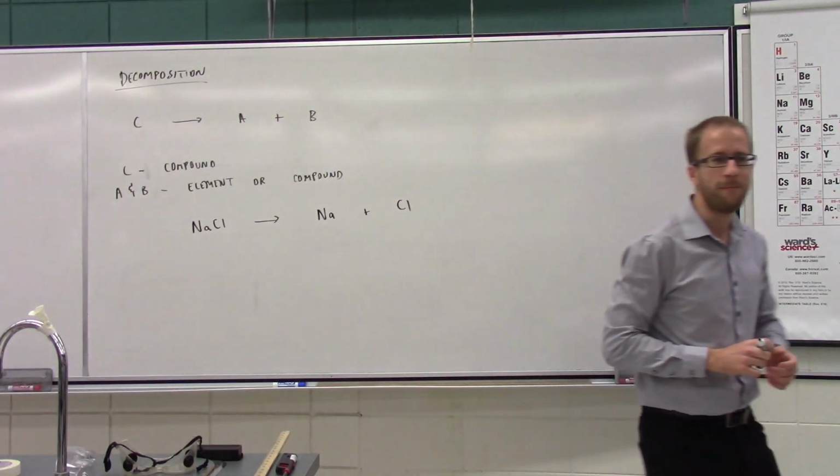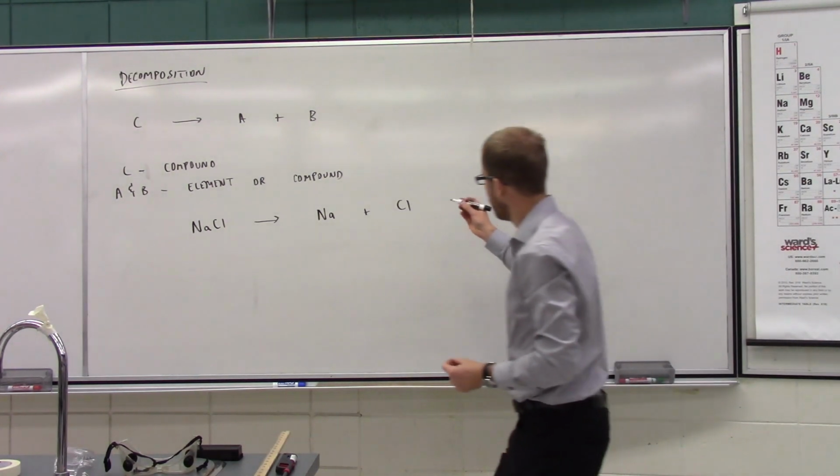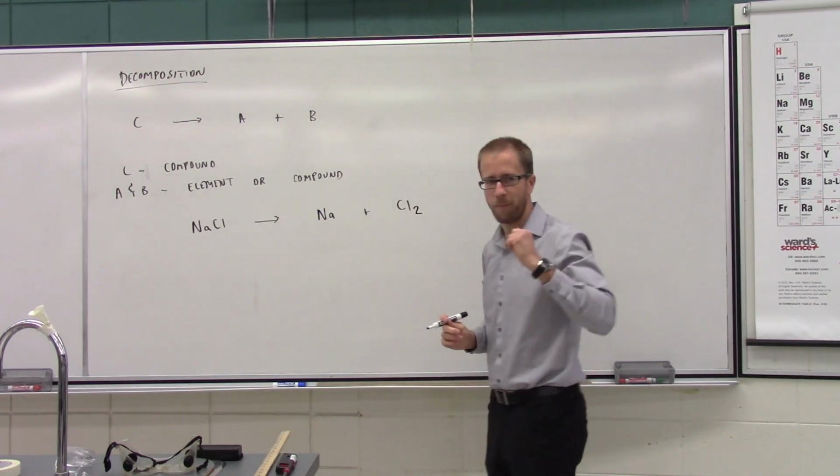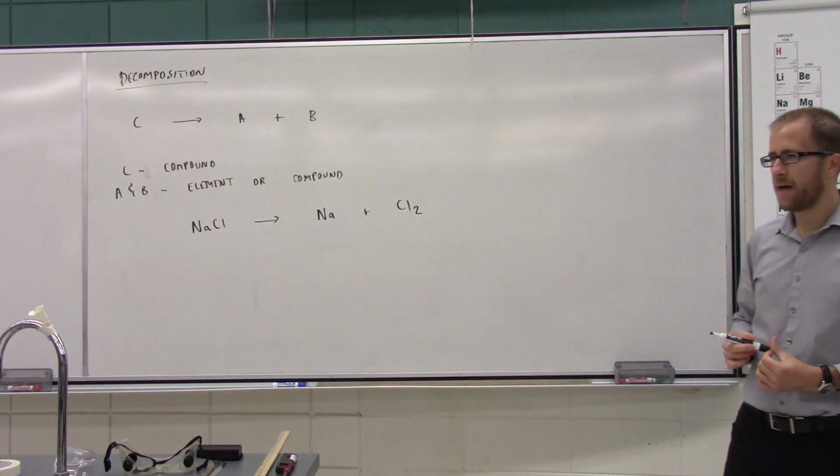No, it's not right. Why not? Chlorine needs a 2, right? This is one of your Hofbrinkel elements. I'm going to beat you over the head with that. Right? That's one of your Hofbrinkel elements. So how do I balance this?